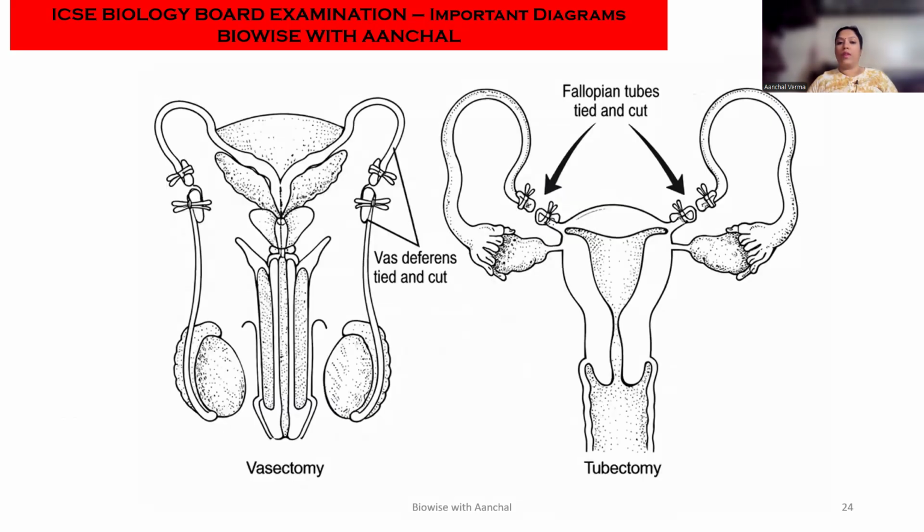Okay. Then you have tubectomy and vasectomy. In tubectomy, the fallopian duct is cut and ligated so that fertilization does not happen, the ova does not meet the sperm, and no babies. Similarly, in vasectomy, the vas deferens is cut and ligated.